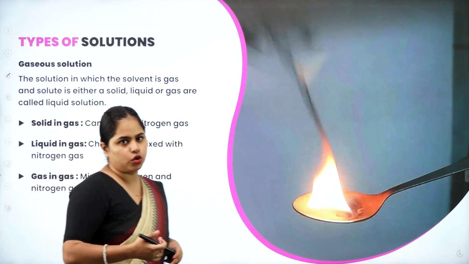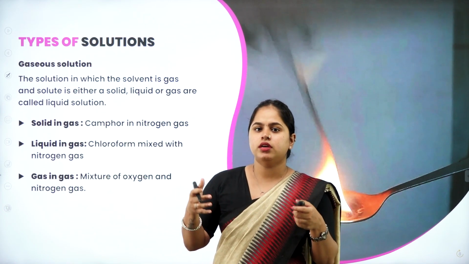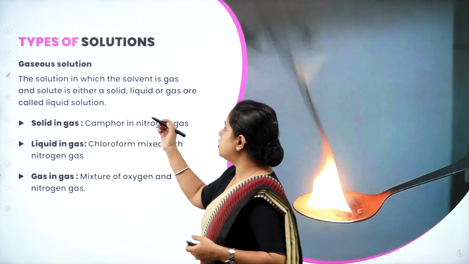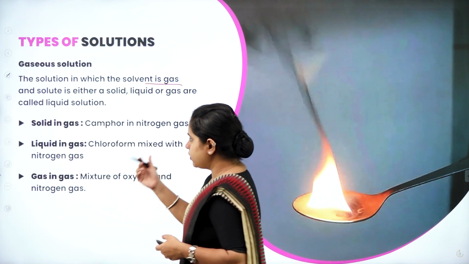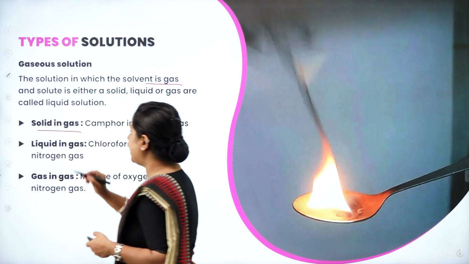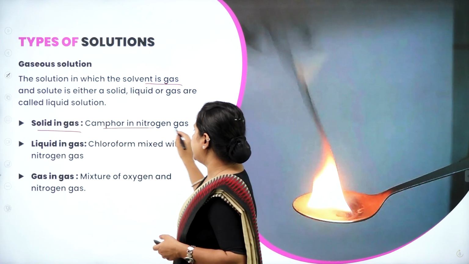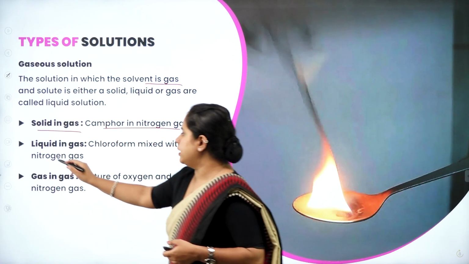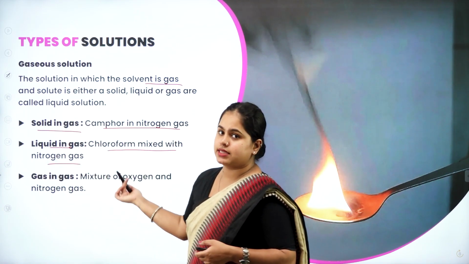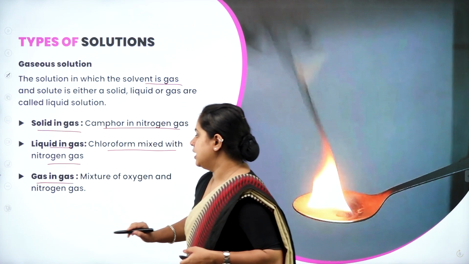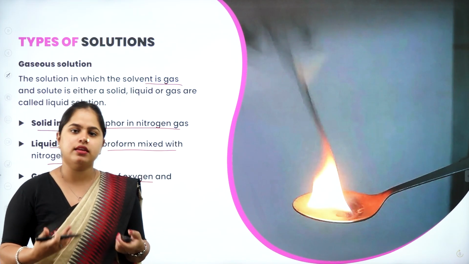The last one is gaseous solutions. Of course, the solvent is going to be a gas and the solute can be a liquid, gas or solid, right? The solution in which the solvent is gas and the solute is a solid, liquid or gas. Again you have three types: solid in gas, that is, the solute is solid and the solvent is a gas. Camphor in nitrogen gas is an example. Then liquid in gas, chloroform mixed with nitrogen gas, wherein liquid is the solute and gas is the solvent. And you have gas in gas, that is, a mixture of oxygen and nitrogen gas. In general you can say air is a gas in gas solution.